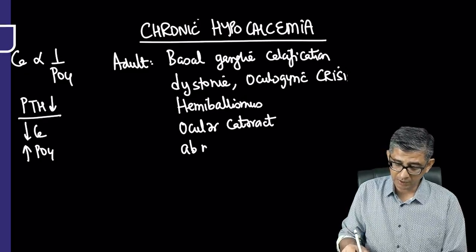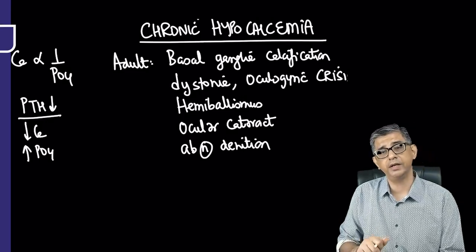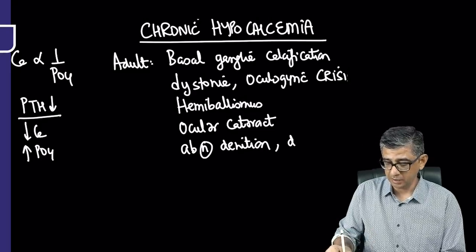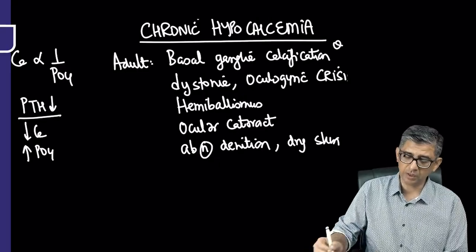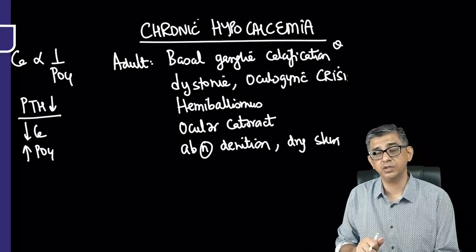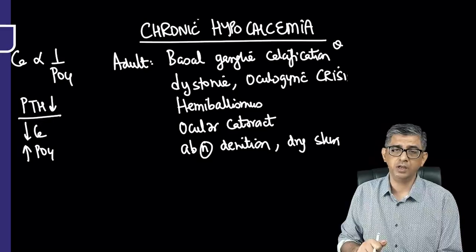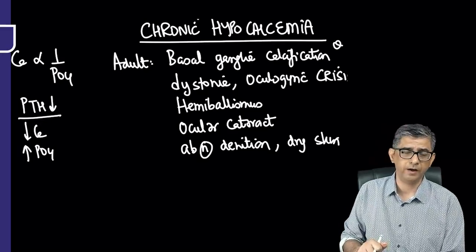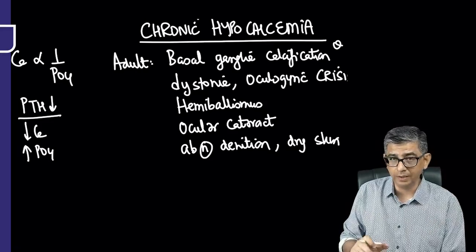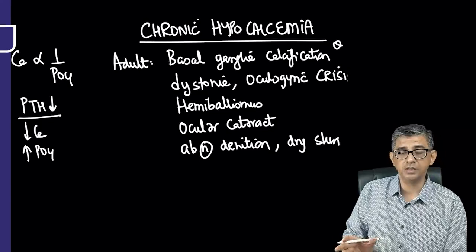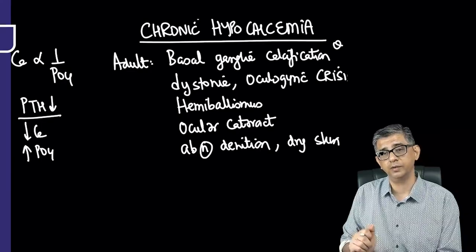Any patient having less calcium will have problems with dentition. So I've written abnormal dentition and dry skin. Mostly in the exam, you need to remember basal ganglia calcification as a presentation of hypoparathyroidism. Basal ganglia calcification can be seen even with hyperparathyroidism. I did not write it, I am telling you at the moment, but it is seen more commonly with hypoparathyroidism.